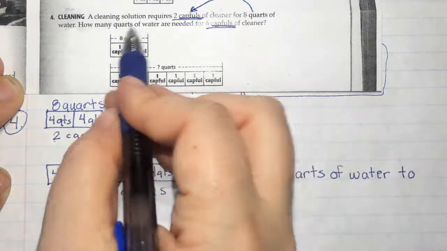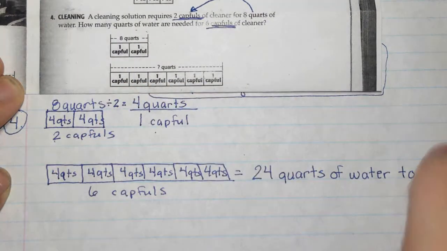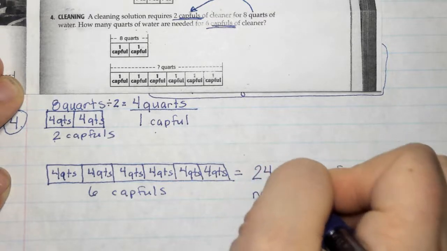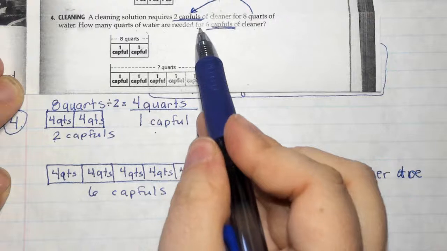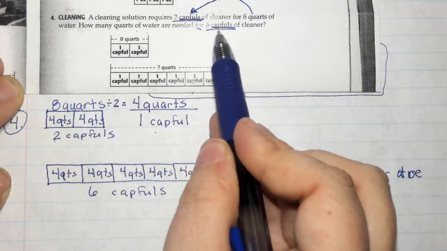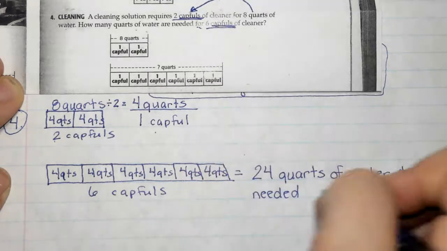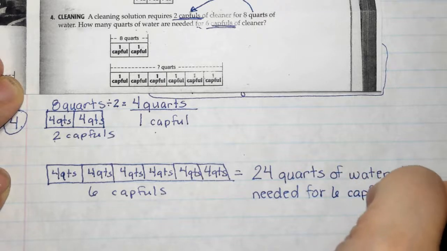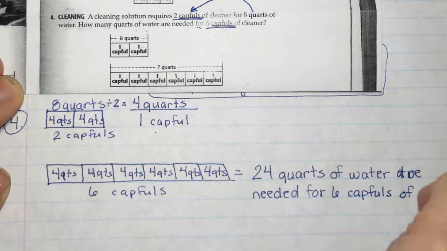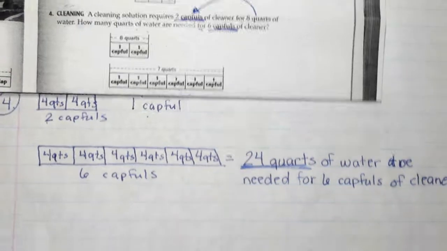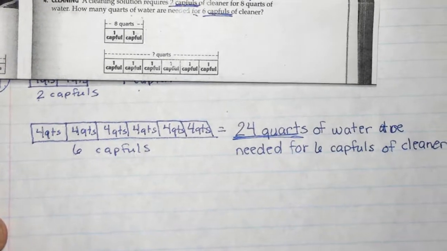Then it says how many quarts of water are needed. So I'm going to say are needed for, and guys, I'm literally just getting this directly from the question, for 6 capfuls of cleaner. So I'm going to write that. For 6 capfuls of cleaner. All right, again, the important part that gives us our answer, that measurement that we were missing, was 24 quarts. Move it over so we can see that.